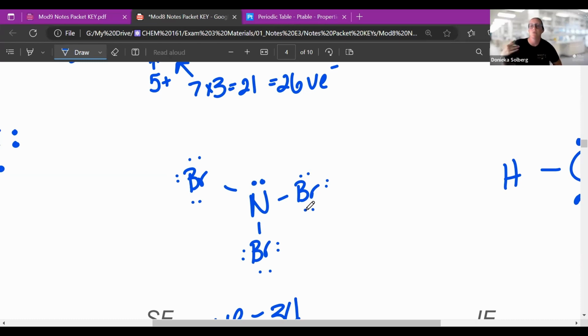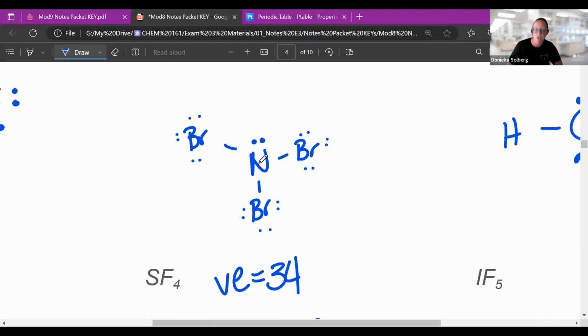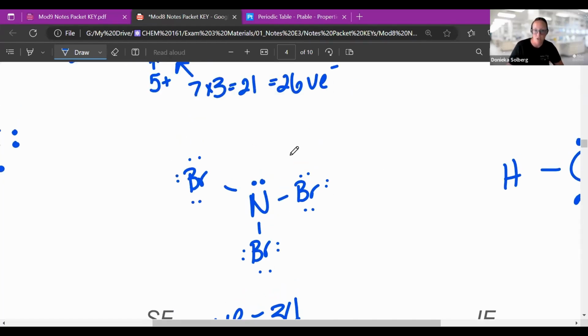Okay, so then the last thing you should do is check for octets. All my outside guys are good. Nitrogen also has 2, 4, 6, and 8. So everything is happy here. I don't have to make any double or triple bonds. This is the right number of valence electrons.